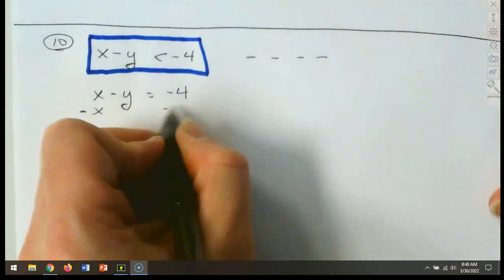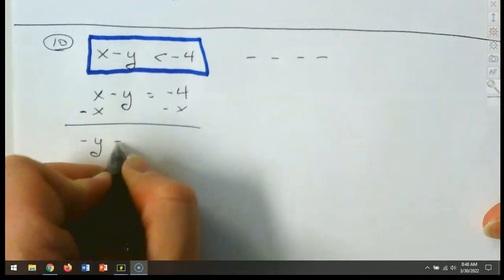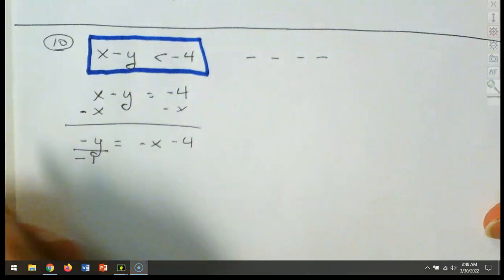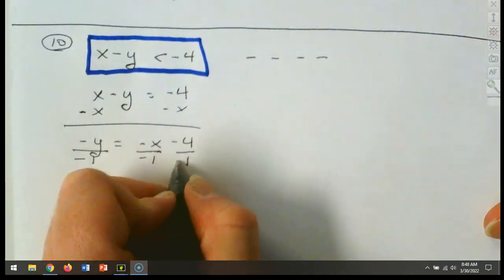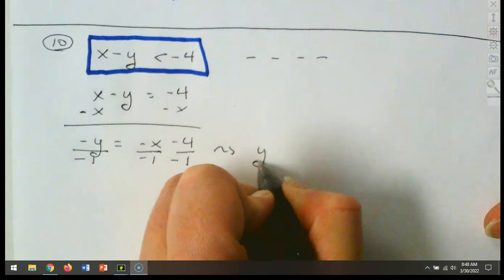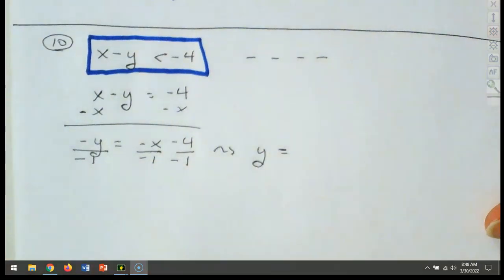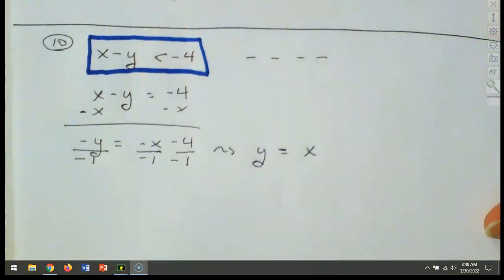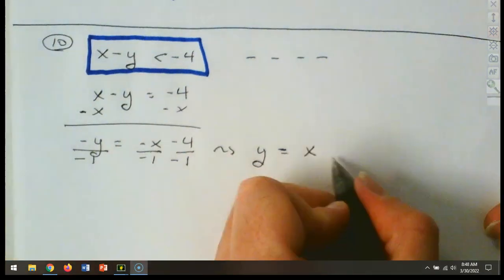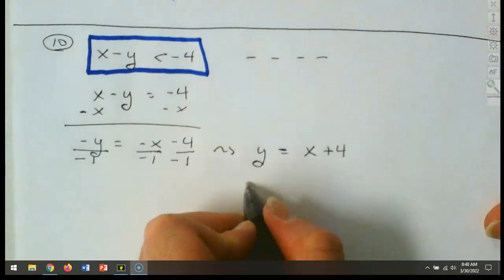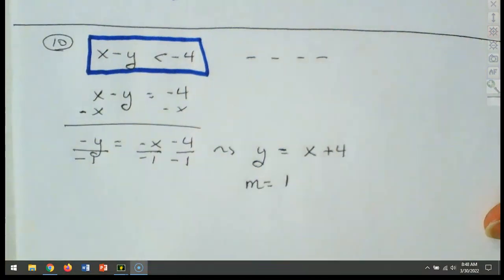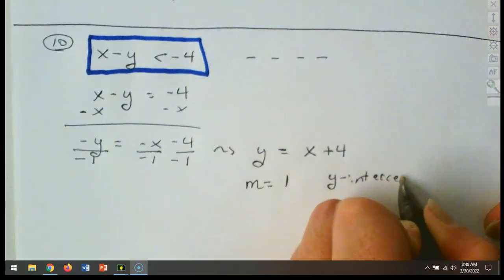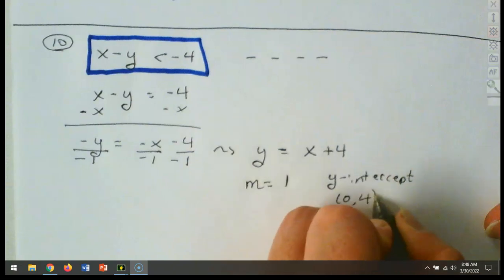Move our x over. So minus y equals negative x minus 4. We switch our signs by dividing by that negative 1, and then we get slope-intercept form. Negatives will start canceling. We get an x, and the negative makes it a positive 4. So my slope is 1, and my y-intercept is going to be 0, 4.